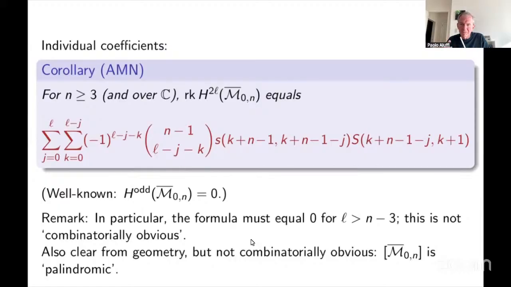So these numbers should be 0 for L greater than n-3. And again, you may be much stronger combinatorially than I, but I cannot see this from the formula. In fact, I asked Don Zagier, who's probably the cleverest person on the planet, and even he could not see immediately that this is 0 for L greater than n-3.